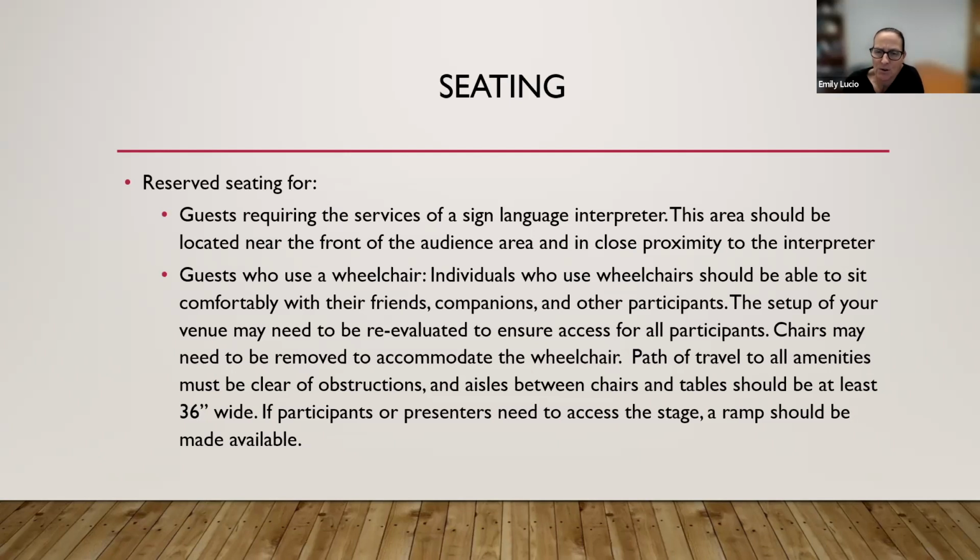I would try to avoid just saying the whole back row is for wheelchairs, because then they're not sitting necessarily next to the people they came to the event with. You're also segregating them in one section and also relegating them to the back. So just be aware of those things as you're planning your seating.